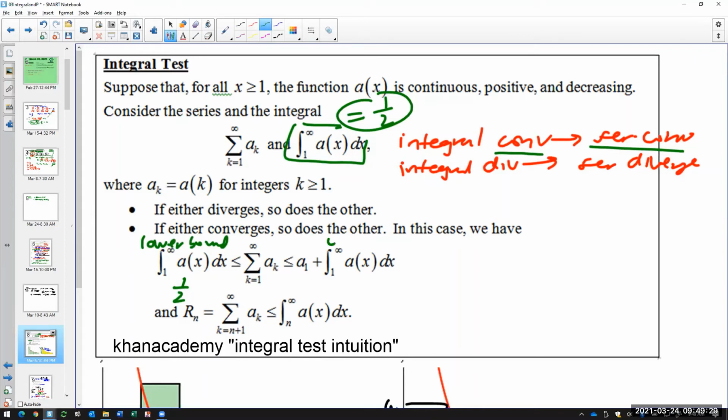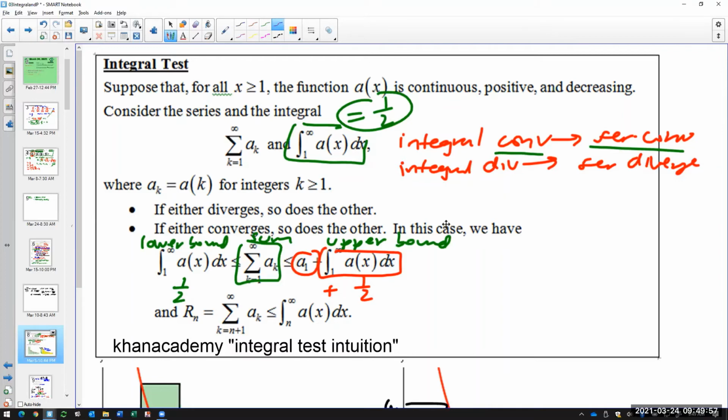Then for the integral test, you can also form what we call the upper bound. So even though you can't figure out what the sum is, this is the real sum, you can estimate it with the lower and upper bound if you're doing the integral test. And the upper bound is going to be the same number, 1/2 or whatever it is, plus your first term. I'll talk about your first term in a second. But this is basically what you need to know about the integral test.